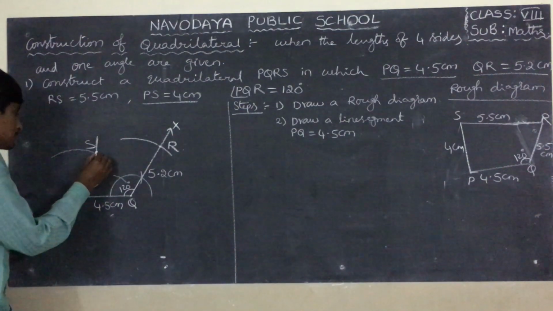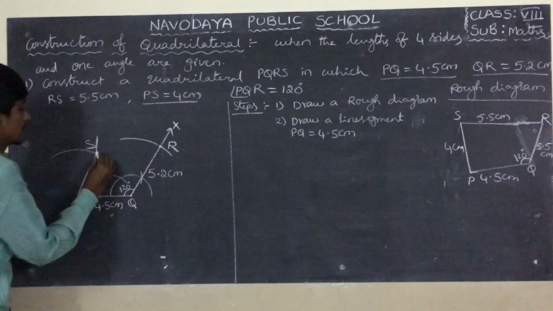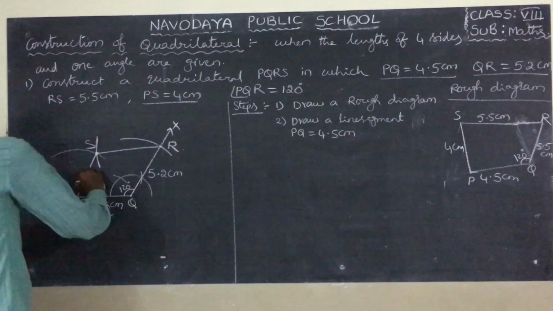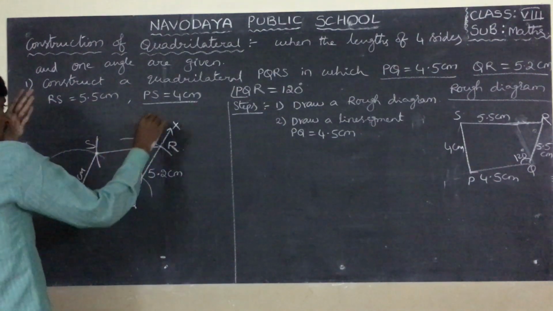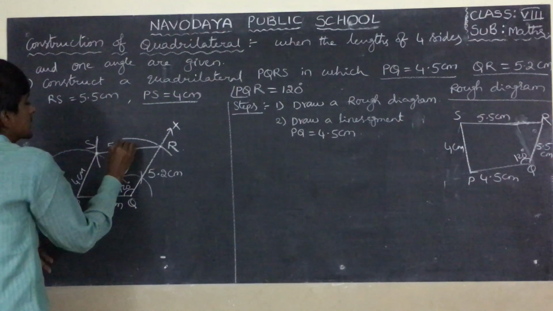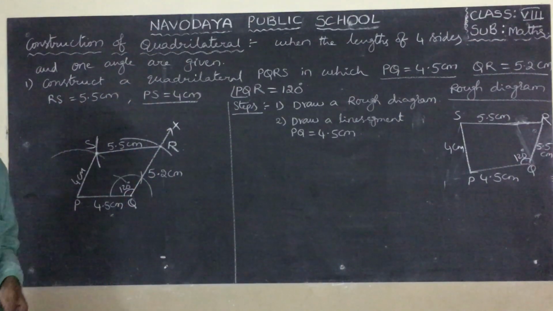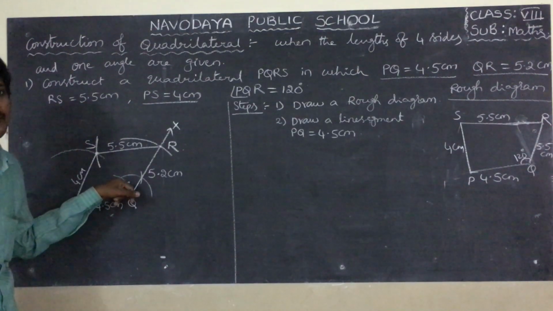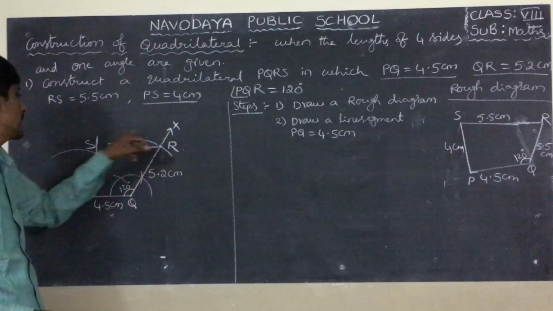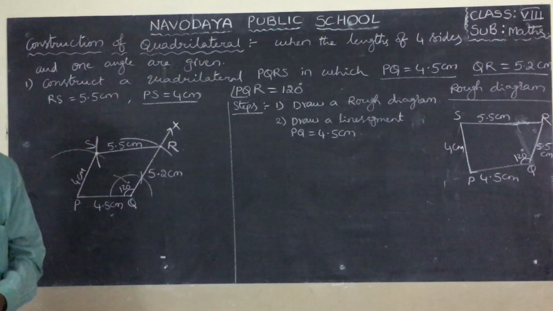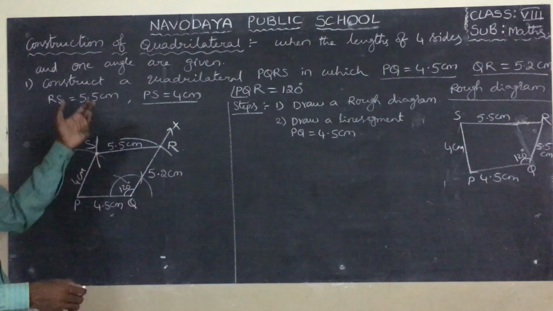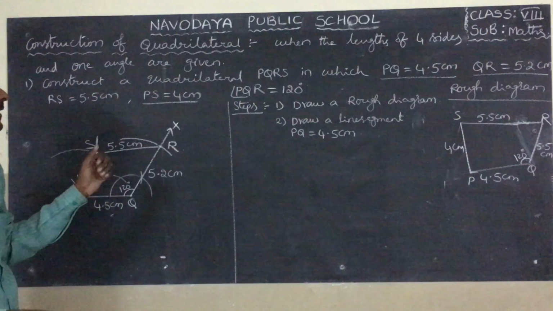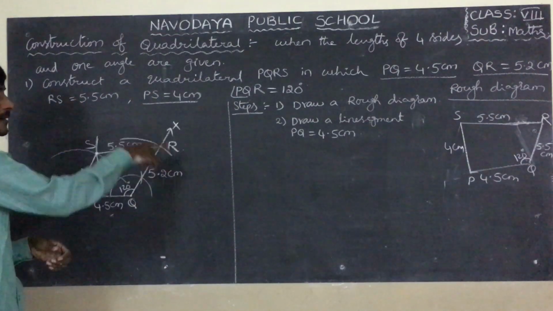Now join PS and RS. PS is 4 centimeters, RS is 5.5 centimeters. So now this is the required quadrilateral PQRS. Four sides and one angle are given, then draw like this.